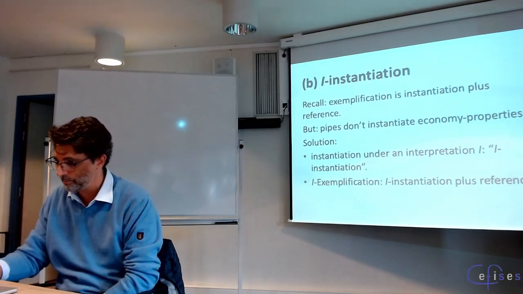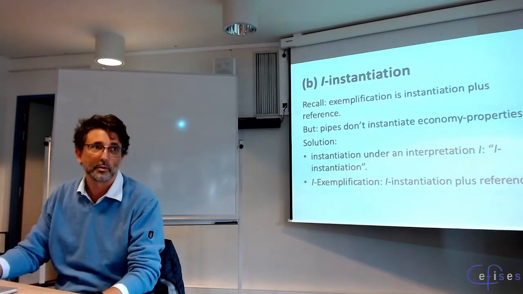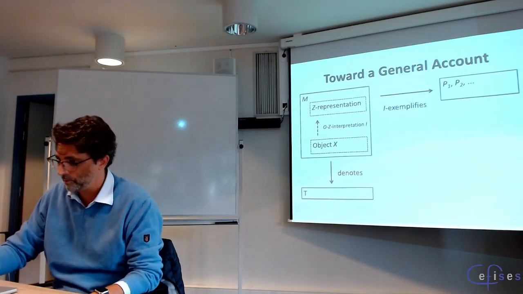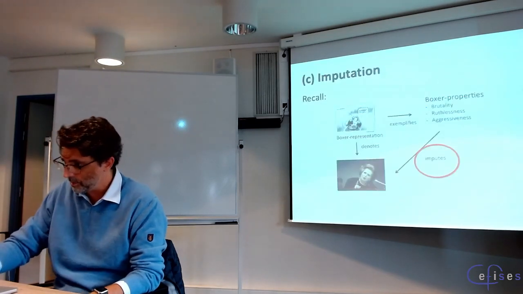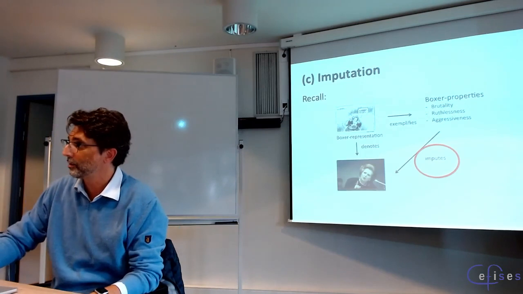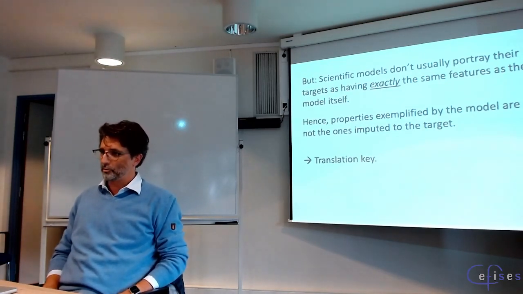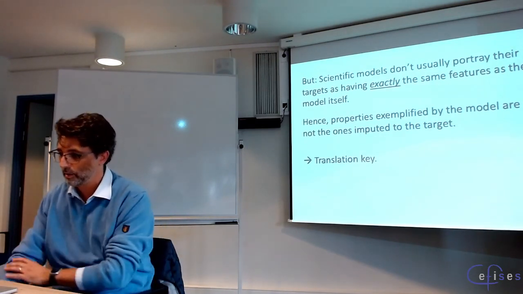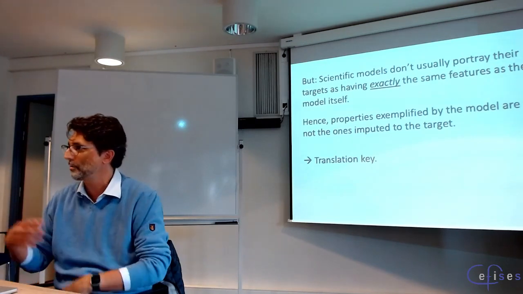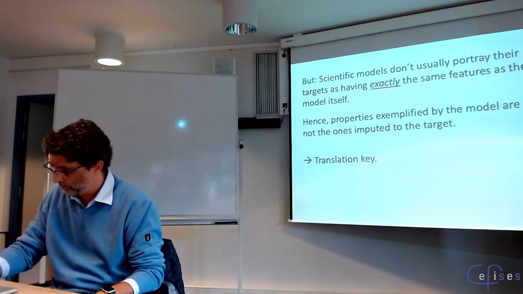So we can then say Z-exemplification is Z-instantiation plus reference. And there's absolutely nothing deep here. This is just philosophical housekeeping. So we're not saying inconsistent things. So we understand what that arrow here means. So the model can Z-exemplify particular Z properties. But now recall that image again. So we then just said, these properties are just imputed to the target of the representation. Now, in scientific context, it's too simple. Scientific models don't usually portray their targets as having exactly the same features as the model itself, and hence the properties exemplified by the model are not the same as the ones imputed to the target. So we need to transform these properties somehow. And the job is done by what James and I call a translation key.